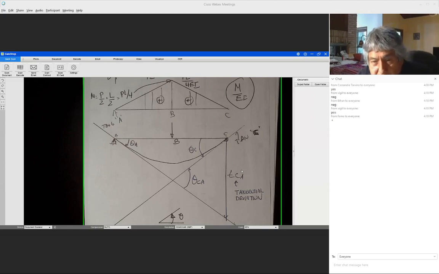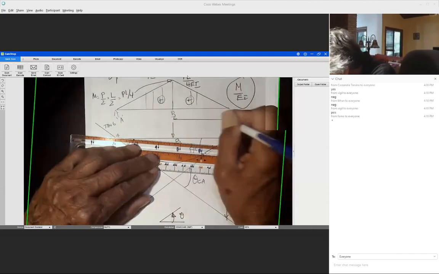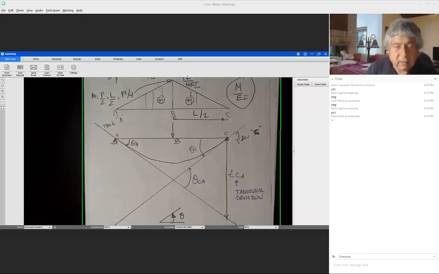So this is going to be equal to the moment of the area between A and C. Look, area A and C, all of this area, the moment about point C. So this distance TCA is equal to the moment of the area between A and C about point C. The distance from the centroid of this area to point C is L over 2.